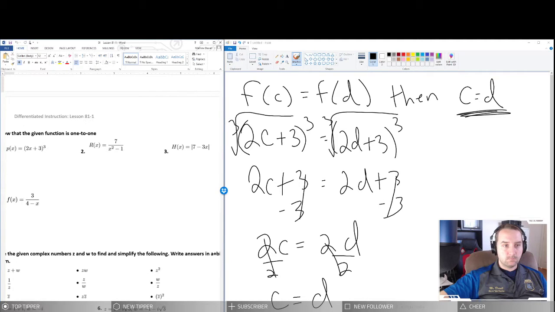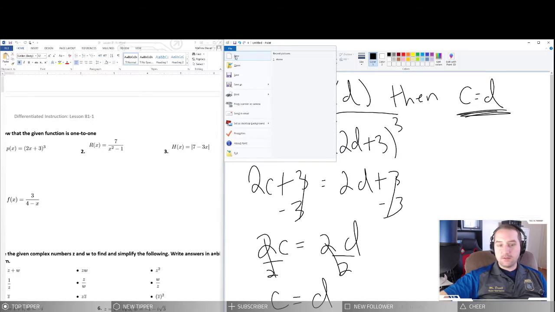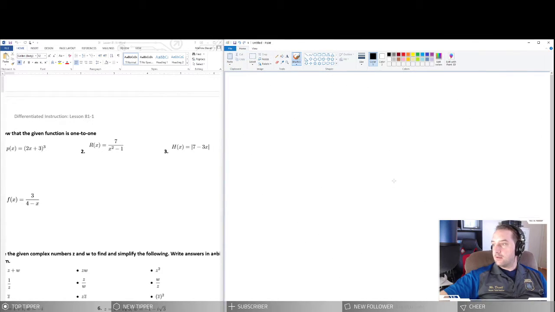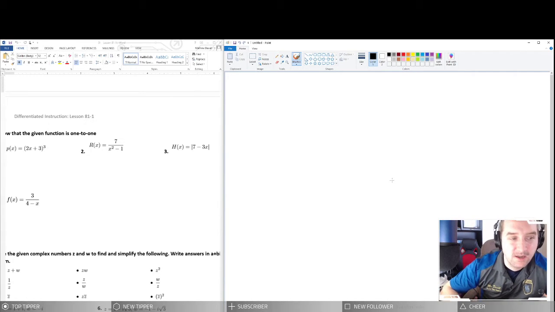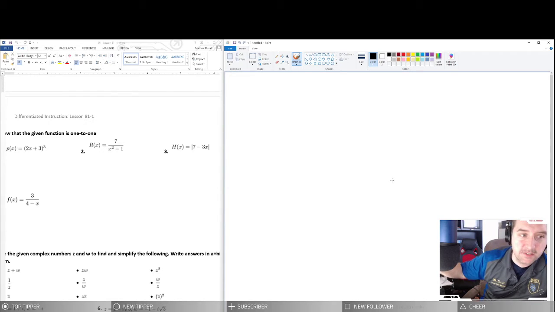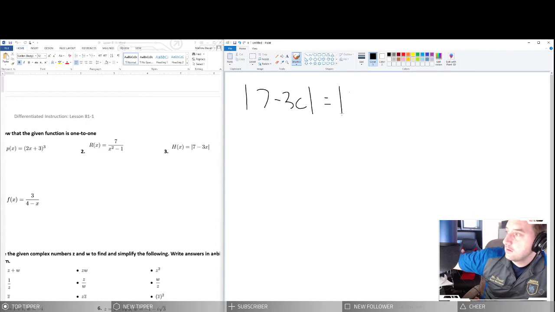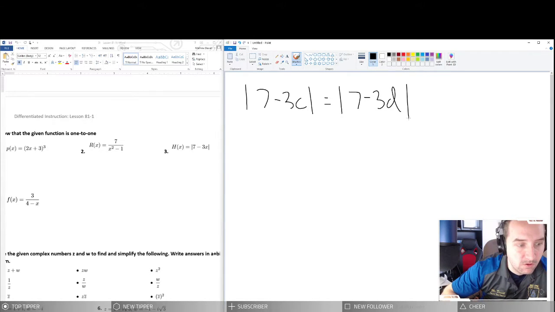I'm going to do number 3 because number 3 is kind of tricky. And you already know how to do it. It's just that what we do with it is kind of weird. So what ends up happening is if I wanted to show if f of c equals f of d, so f of c equals f of d. Okay, so now I have to show that c equals d, right?